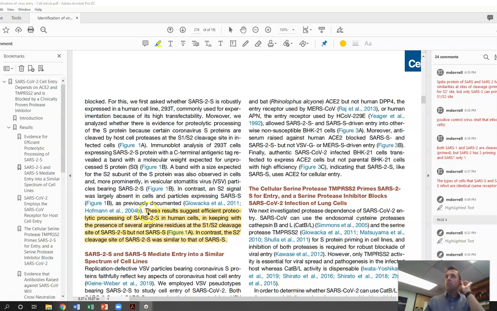So even just in this very first paragraph here, I see a lot of figure 1s, so if I wanted to know exactly what figure 1a is, I'm probably going to read that right up front there. But I can get the take-home message of the first couple parts, at least figure 1a, 1b, right here. These results suggest efficient proteolytic processing of SARS-2S in human cells, in keeping with the presence of several arginine residues at the S1-S2 cleavage site of SARS-2S, but not SARS-1. In contrast, this S2' cleavage site was similar in both.